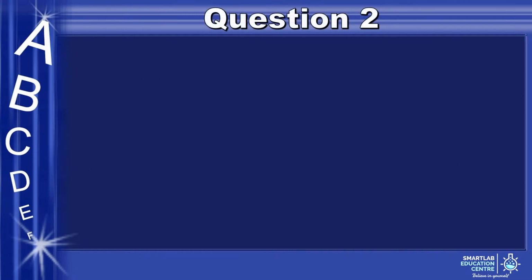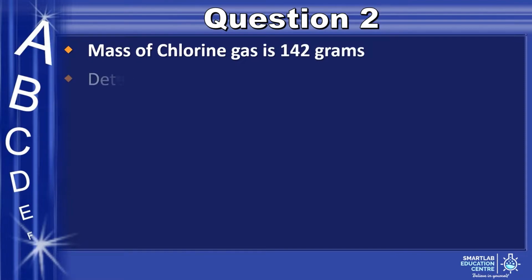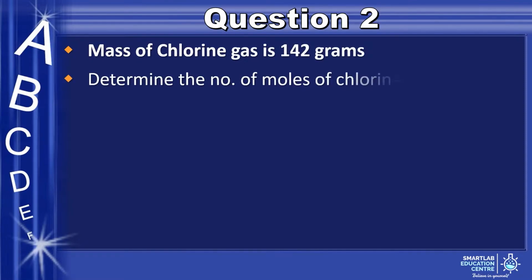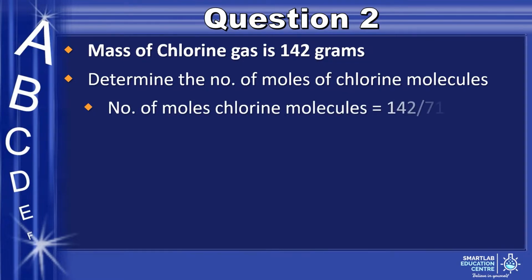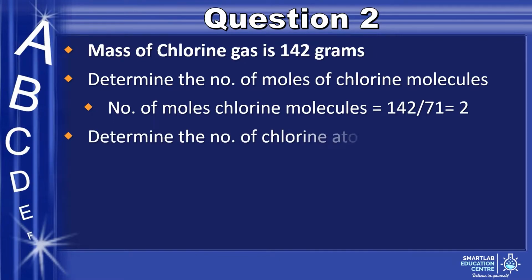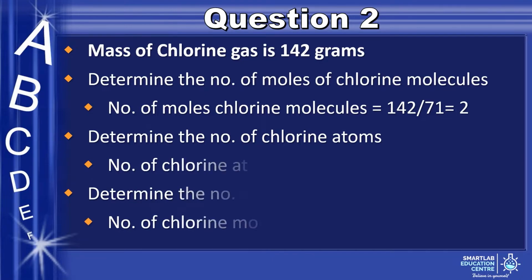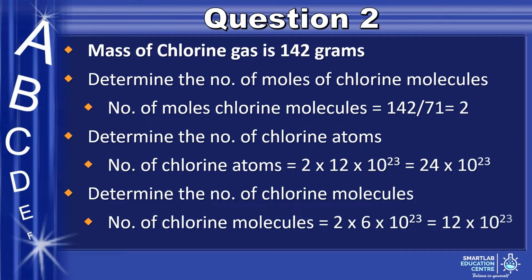For question 2, given that the mass of chlorine gas is 142 grams, determine the number of moles of chlorine molecules. Taking 142 divided by the Mr of chlorine, we will end up with the number of moles of chlorine molecules as 2. Let's now determine the number of chlorine atoms. We calculate that by taking 2 moles times 12 times 10 to the power of 23, and for the number of chlorine molecules it will just be 2 times 6 times 10 to the power of 23.